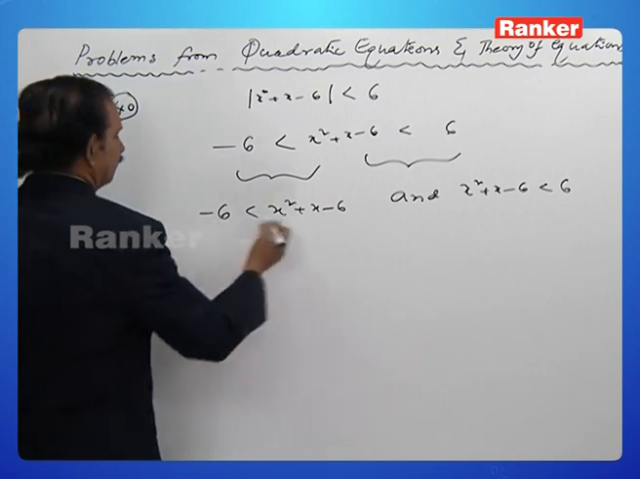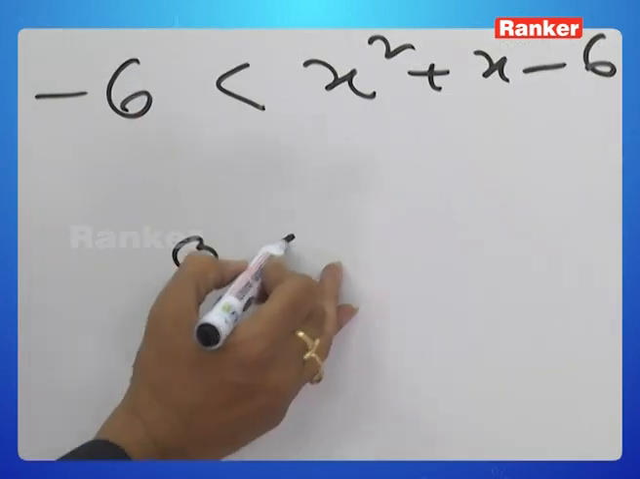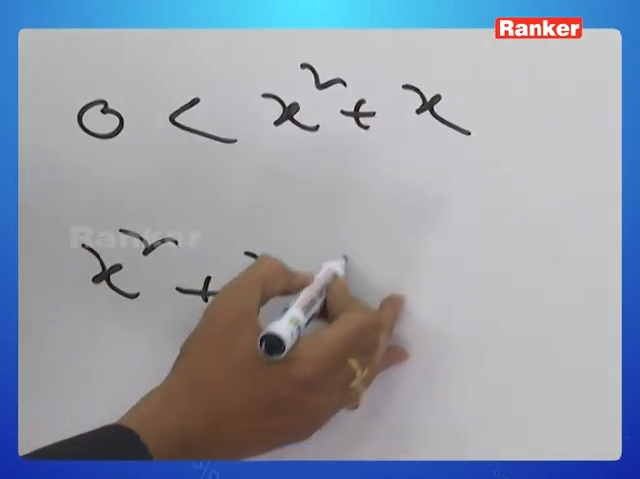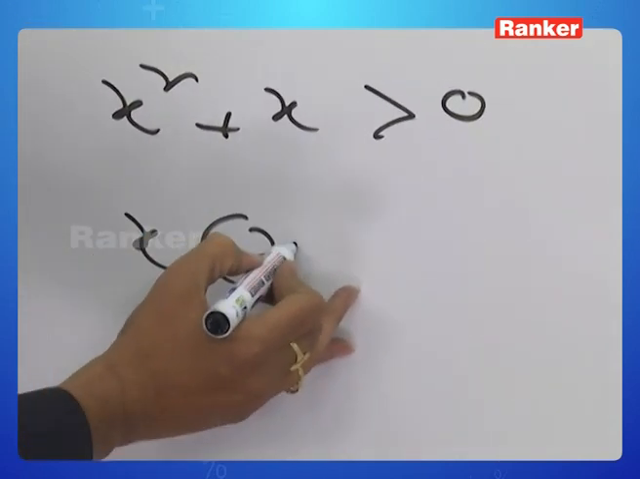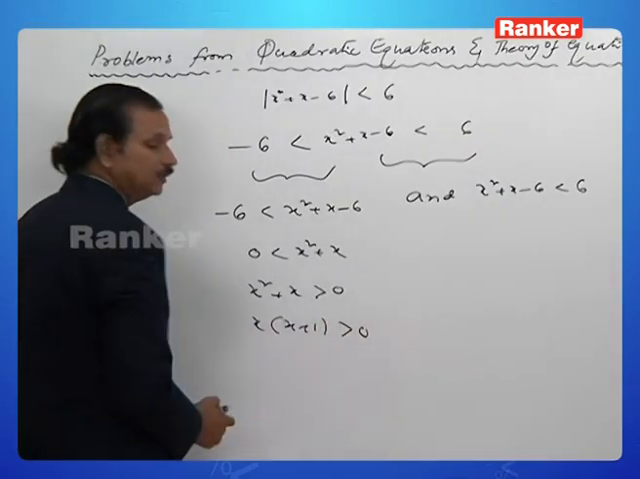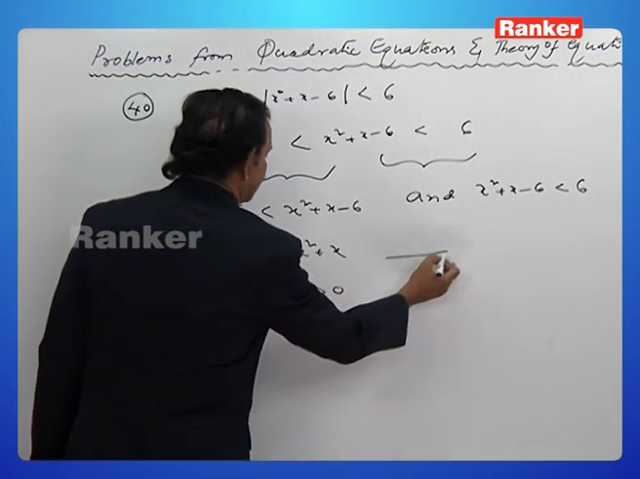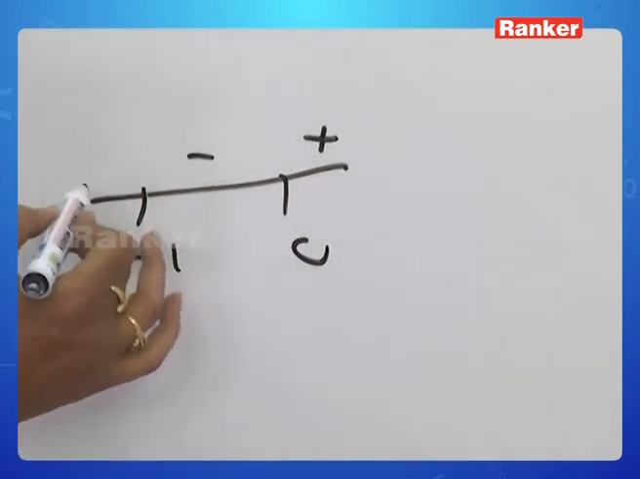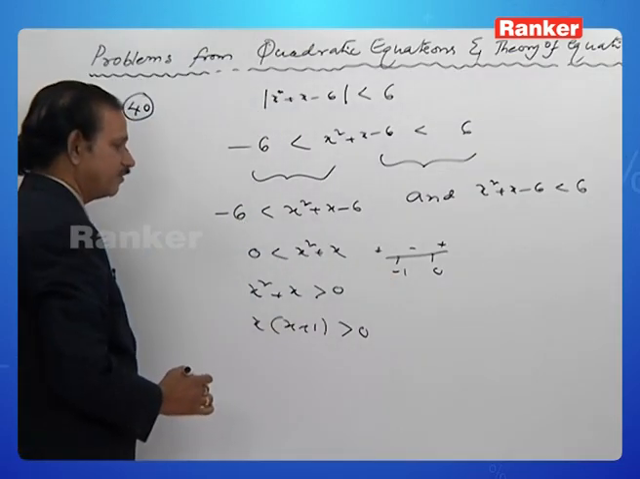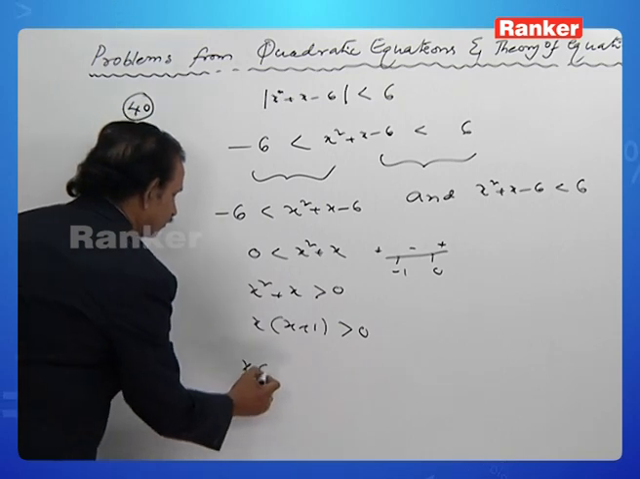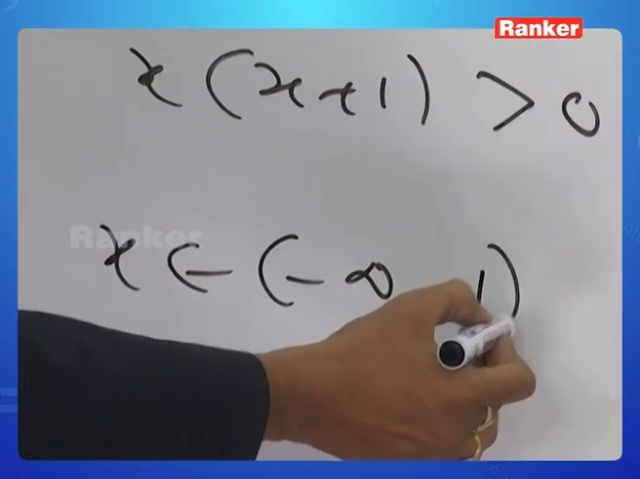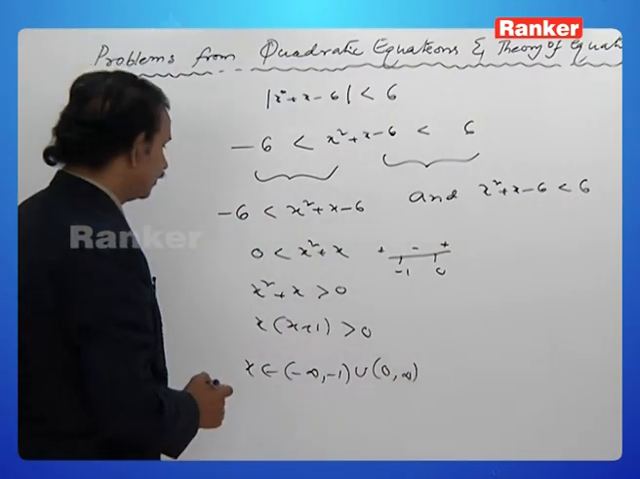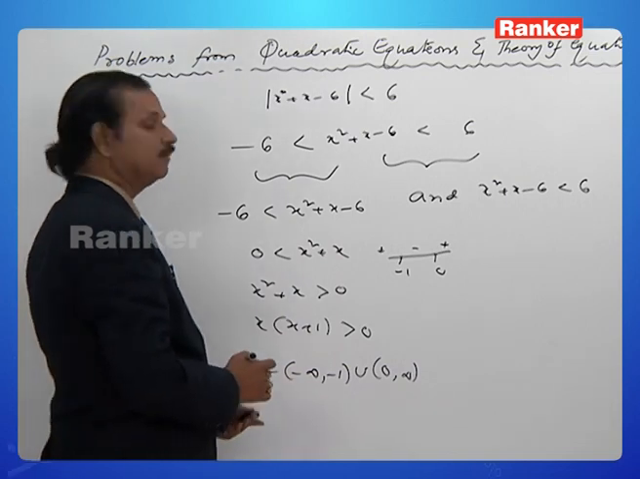What happens to this case? Minus 6 and minus 6 go away. 0 less than x square plus x. That is, x square plus x is greater than 0. That is, x into x plus 1 is greater than 0. By applying the sign scheme here, this is minus 1, 0, positive, negative, positive. Where should x lie? x belongs to minus infinity to minus 1 union 0 to infinity. Then only it will be positive.